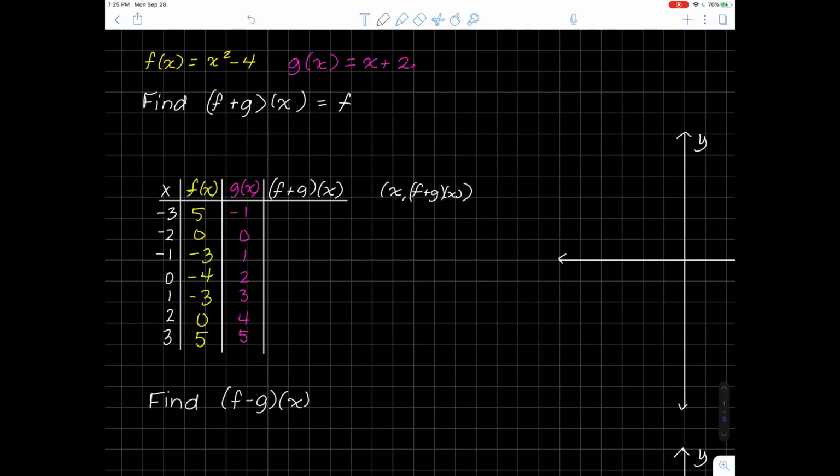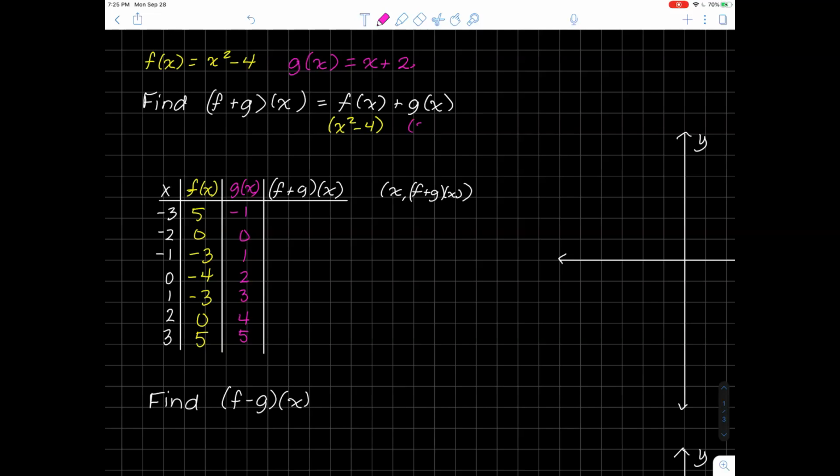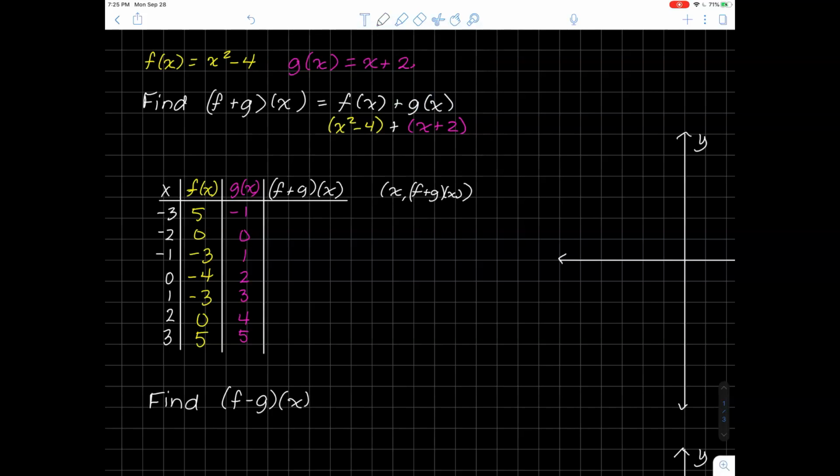So what we're going to do is take the f of x plus the g of x. That's what we're going to do. So I'm going to take the f of x and replace it with its quantity, x squared minus 4, and the g of x, and replace it with x plus 2. Those are its values. And I'm going to add those two functions, and let's see what the resulting function is. So that would be x squared minus 4 plus x plus 2. Combining like terms, the final solution would be x squared plus x minus 2.